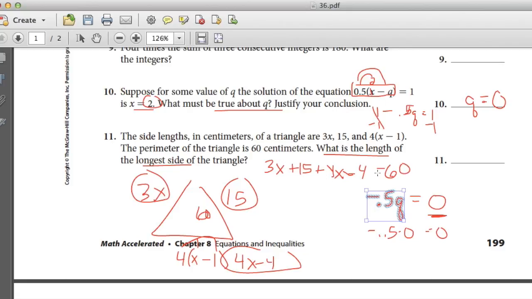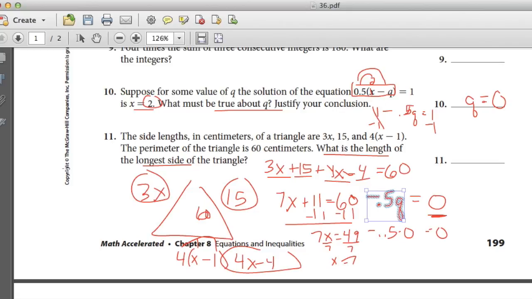And when we combine like terms, 3x plus 4x is 7x, and then 15 minus 4 is plus 11 equals 60. Minus 11, minus 11, and we get 7x equals 49. Divide by 7, divide by 7, x equals 7.